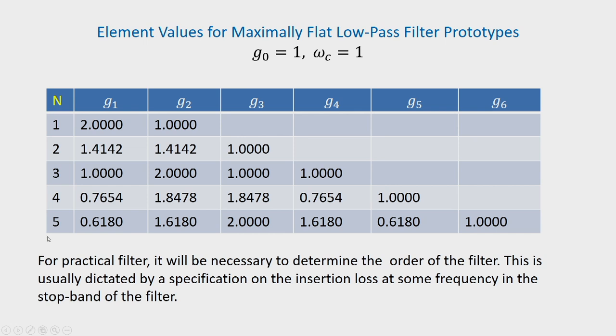Now, in a practical filter, it will be necessary to determine the order of the filter, and as already mentioned, it is usually dictated by the specification on the insertion loss at some frequency in the stop band of the filter. Suppose at 1.5 times the cutoff frequency, we want an insertion loss of 20 dB. So, from this type of specification, we can determine what order n is required, and once we know n, then we can choose these values G 1, G 2 up to G n plus 1 from the table.